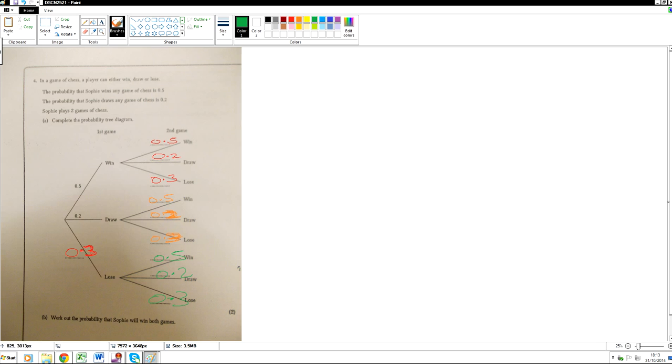Okay, now the question says this. So we fill in the tree diagram. So we've got how many marks for that, Mr. Haroon? 2 marks. Work out the probability that Sophie will win both games. So we need to look at the probability of winning both games. So we can have a win and a win. So that's the probability of a win and the probability of a win. So that's going to be the first probability, which is 0.5, multiplied by 0.5, which will give us an answer of 0.25.